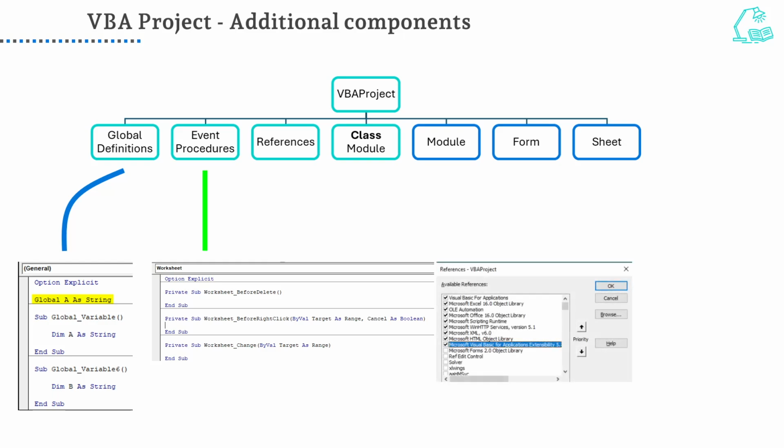References allow your VBA project to use external libraries and objects that provide additional functionality. By setting references, you can leverage built-in Excel libraries as well as custom or third-party libraries, enhancing the capabilities of your VBA code.